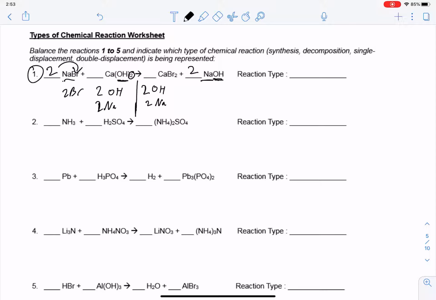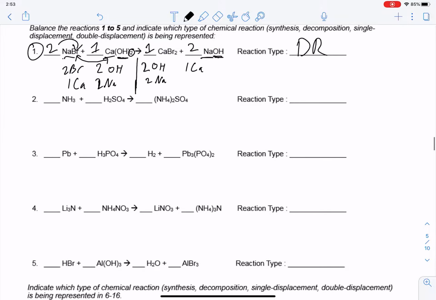So the last one we'll check is calcium. We have 1 calcium on the left and 1 calcium on the right. So this is good. We are balanced here. So we can just go ahead and fill these in as 1s because those aren't going to change. And then if we look at it, we have to decide what type of reaction it is. Well, we have this OH molecule here, or this calcium solid here, bumping out sodium. So this is a double replacement. Just put DR.